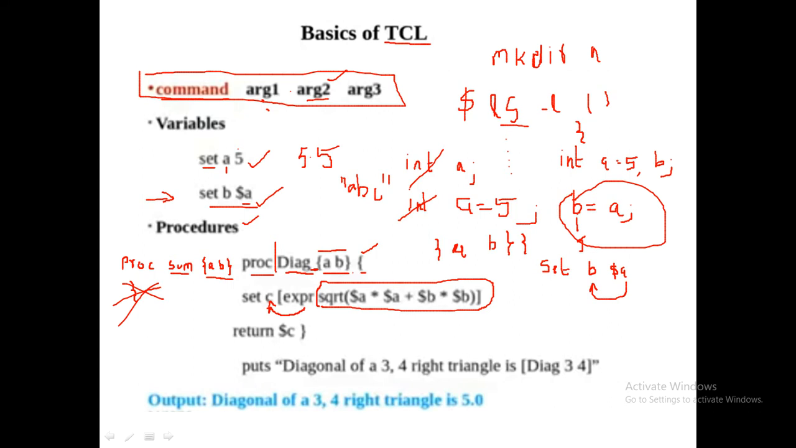Clear? So now you want to return. So now return $C. If you just say return C, the output will be C only, because you are returning C. But what you want is that result, right? If you want to get the value, then you have to use a dollar in front of that variable. So return $C and end it with the curly bracket. So this is the opening bracket, and now this is the end bracket. Till here our procedure is completed.